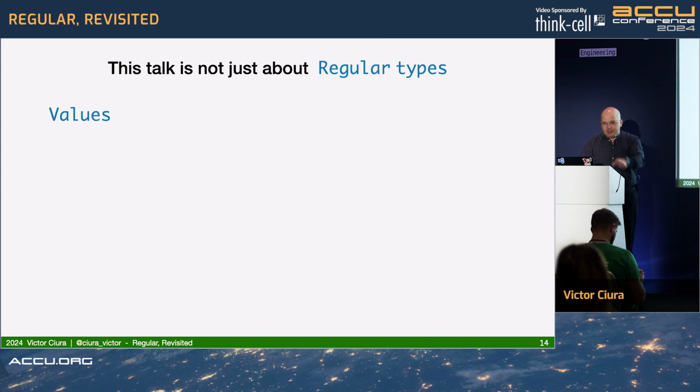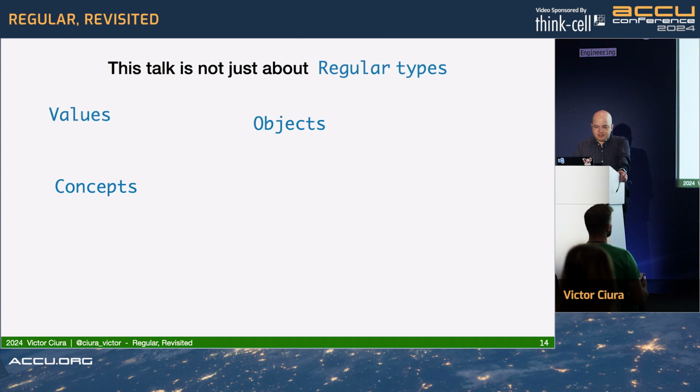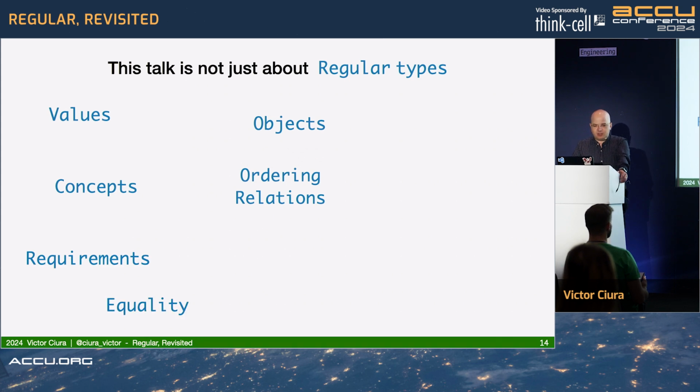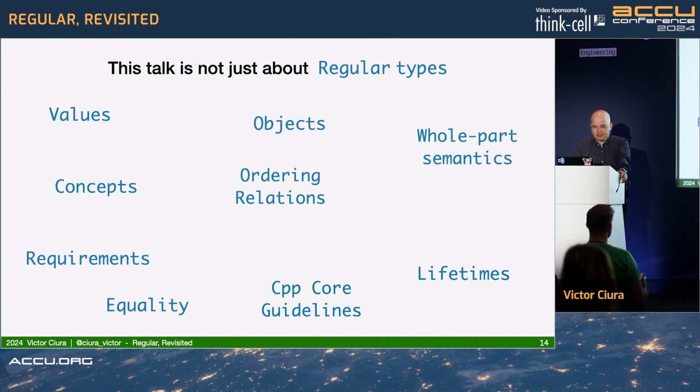So I'm going to try to demystify some of the ideas there and present them in a more approachable fashion, hopefully, with concrete examples and recent developments. So the talk is not just about regular types. In general, it's mostly about values and objects and concepts and ordering relations and requirements on algorithms. A lot of this talk is about equality. And when we talk about equality, whole-part semantics is highly important. And we even touch a bit on lifetimes.